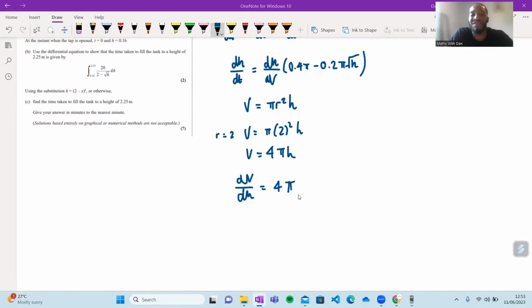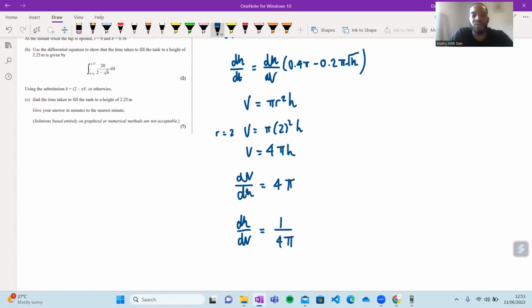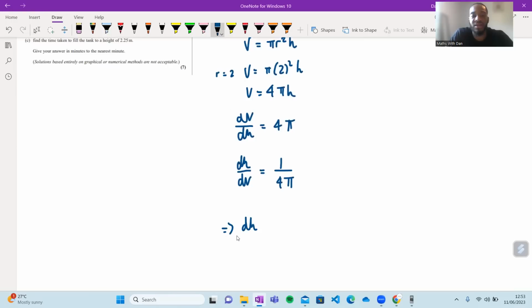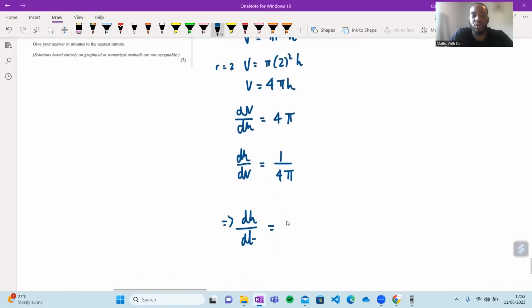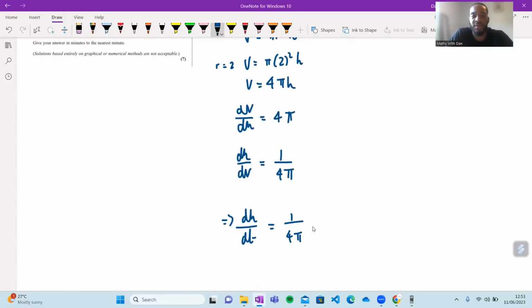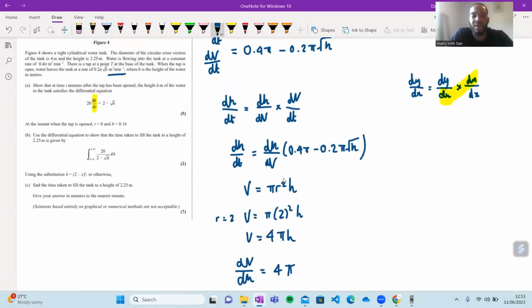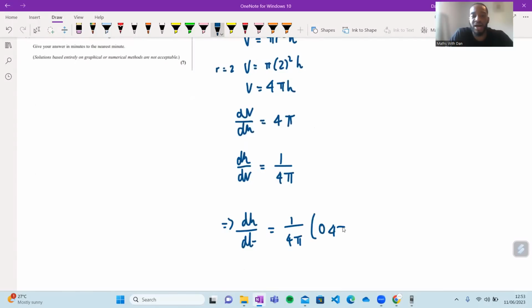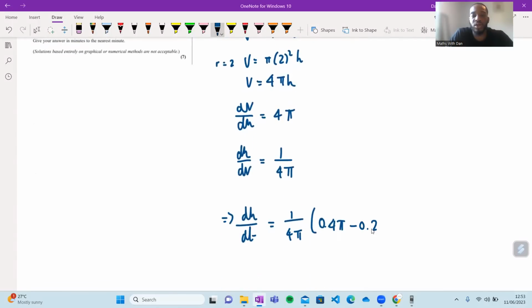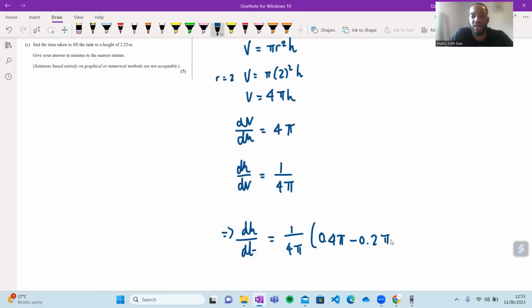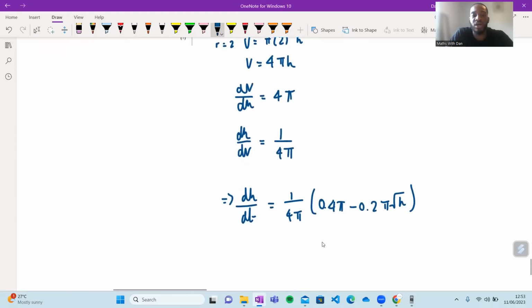So dV by dH is equal to 4 pi. Now remember, we need dH by dV. So we're gonna take the reciprocal. dH by dV will equal 1 over 4 pi. So therefore, dH by dt, which we know was equal to dH by dV times dV by dt, which we now know is 1 over 4 pi, times 0.4 pi, minus 0.2 pi root H.